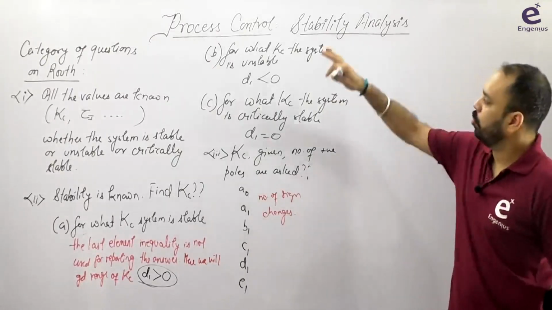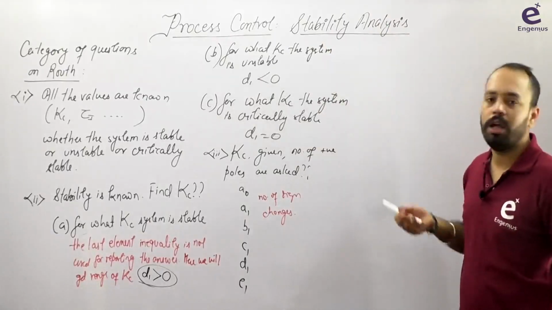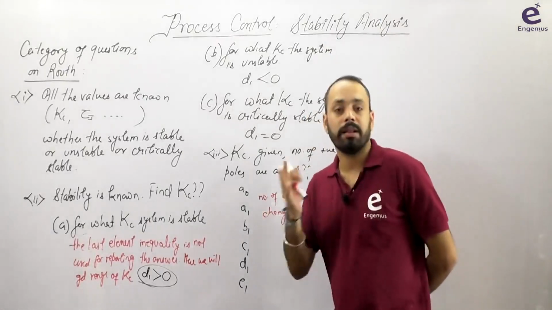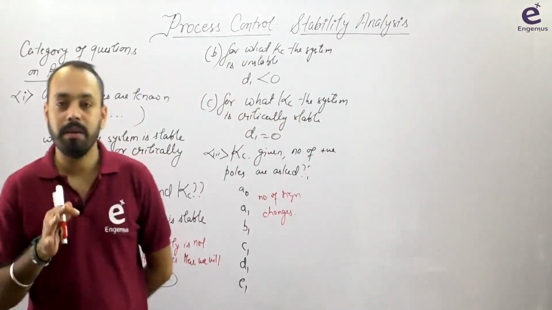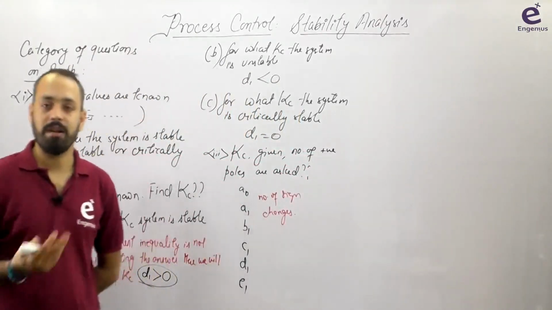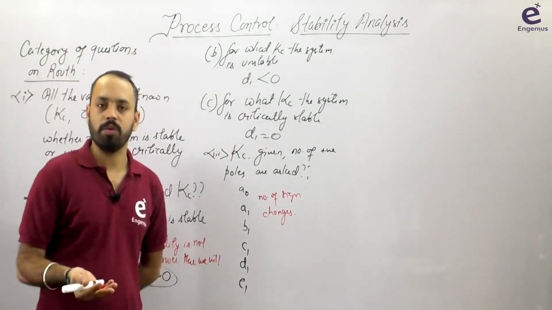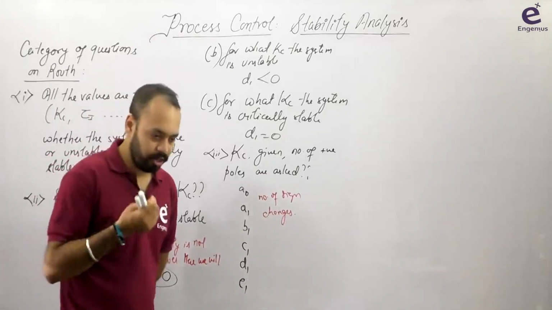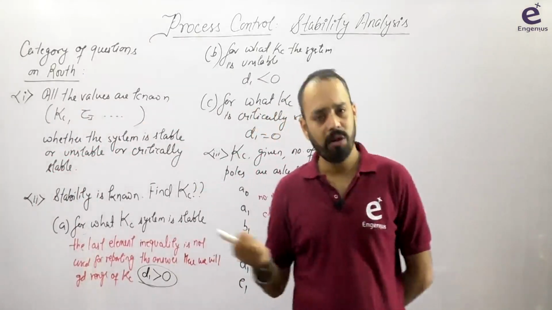If I'm asking you about instability, that for what value of Kc the system will become unstable, you should get a range. If I'm asking you about critically stable, then only you should get a value. So you should know when you get a value and when you get a range. Otherwise, suppose in an MSQ kind of question we have Kc less than 3 and Kc equal to 3, which option will you tick? You should have a clear idea whether I should get a range of Kc or a value of Kc.